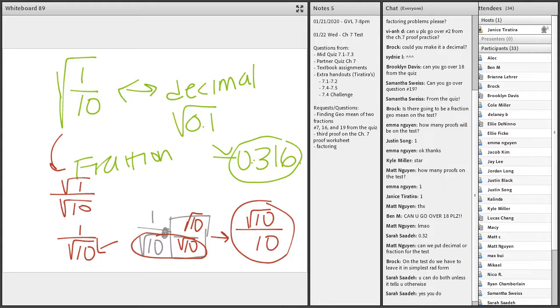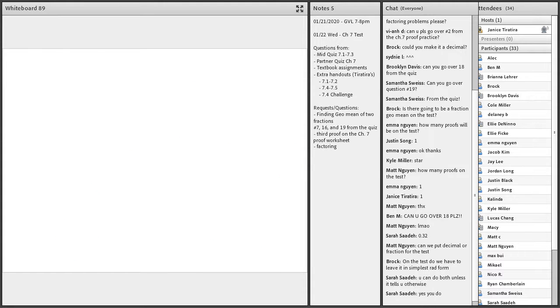Most likely you will have to do everything in simplest radical form, Brock, yes. And then Matt, decimal or fraction, I think in the directions it does allow you to do decimal or fraction, just like Matt said. So yes, you could do either answer. All right, 18 got added to the list.